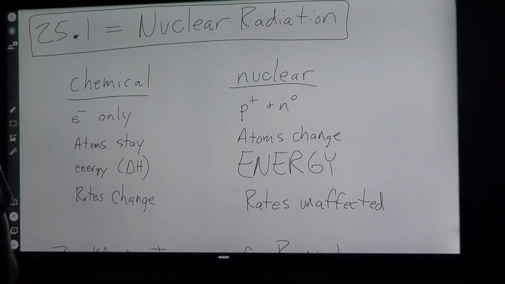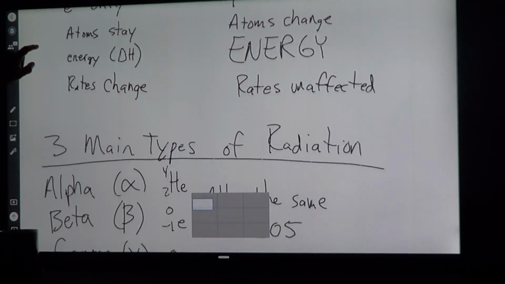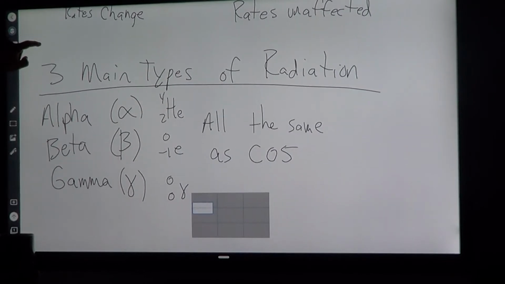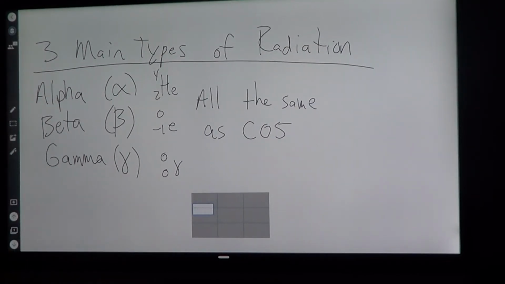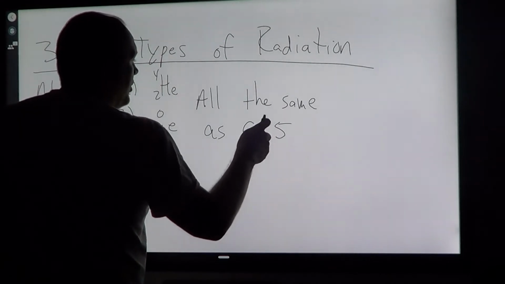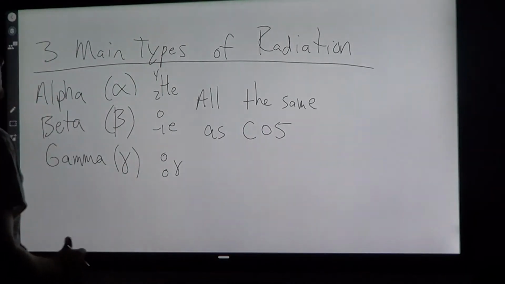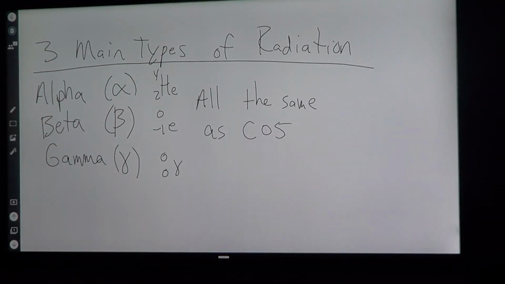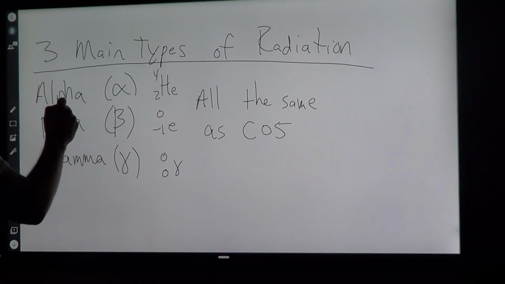The next part of 25.1 is a review, again, of that section we did a long, long time ago. The three main types of radiation. Make sure you read the section in the book that talks about how we discovered these and who discovered them. You are going to get some questions about who discovered this and who discovered that. So make sure you read those. I don't want to bore you to death doing a lecture on the Curies and things like that. But these are the same three we discussed earlier in the year. Alpha, beta, gamma.